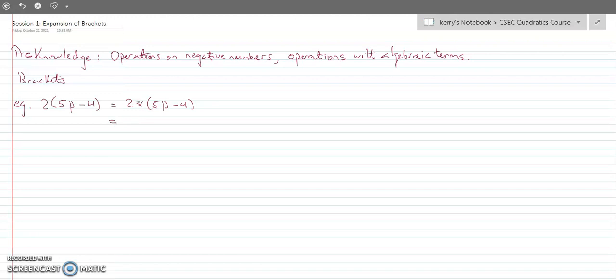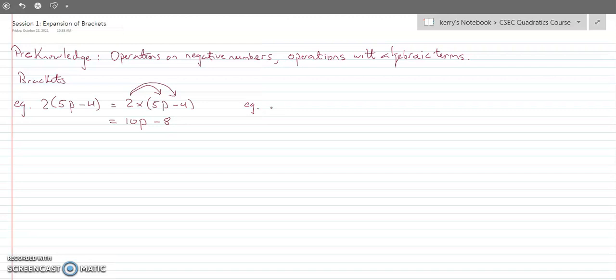Yeah. So what we do to expand, it means to open out these brackets. So we take this 2 and you multiply it by 5p, and we also take the 2 and multiply it by negative 4. So 2 multiplied by 5p is 10p, and 2 multiplied by negative 4 is negative 8, and that's it, right? That's the basic expansion.